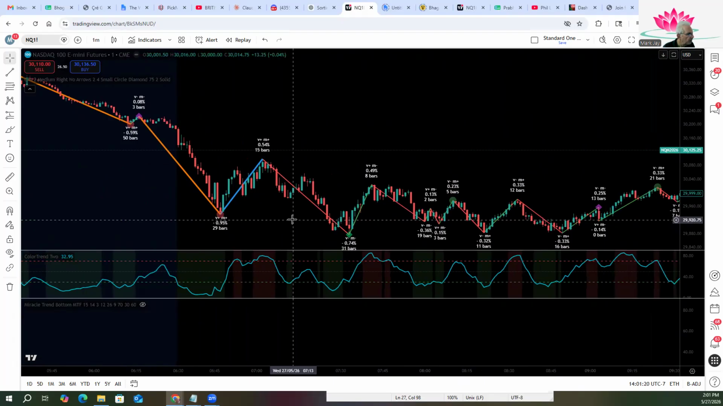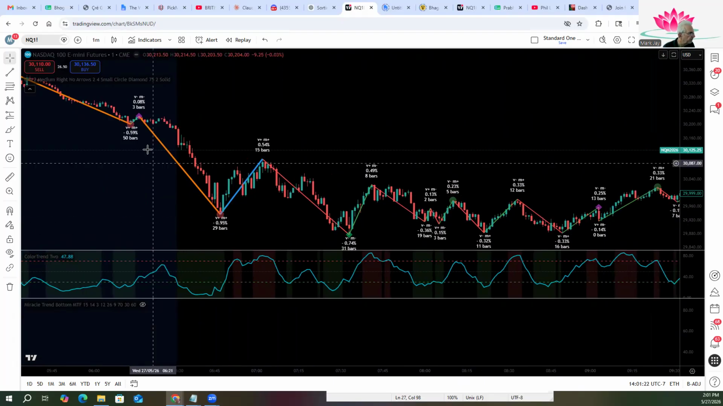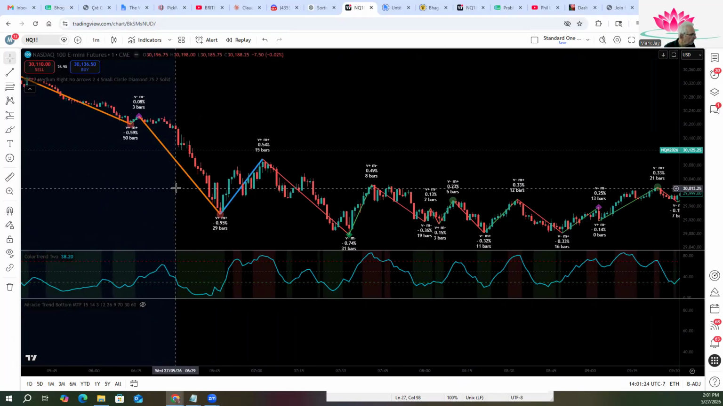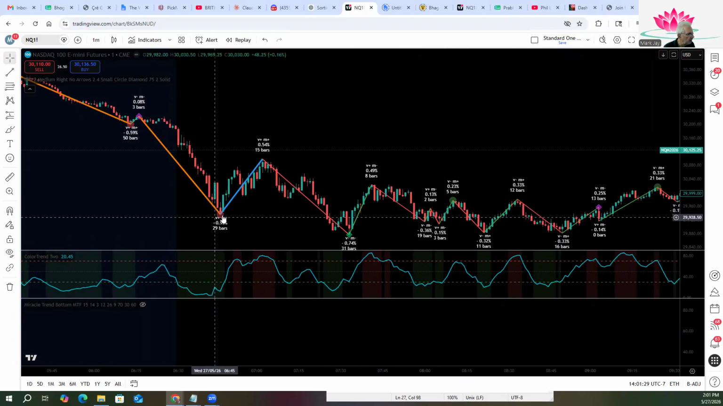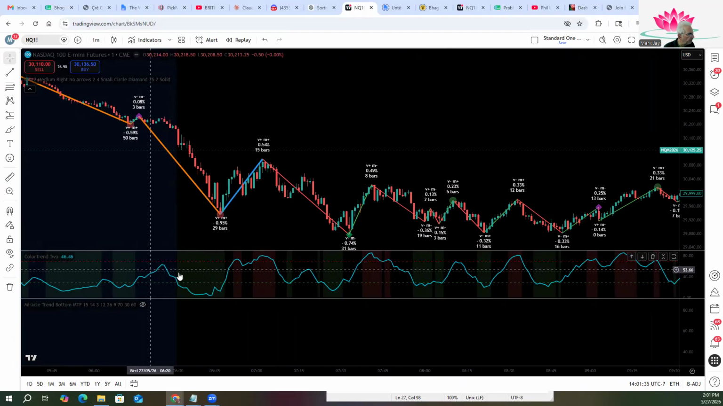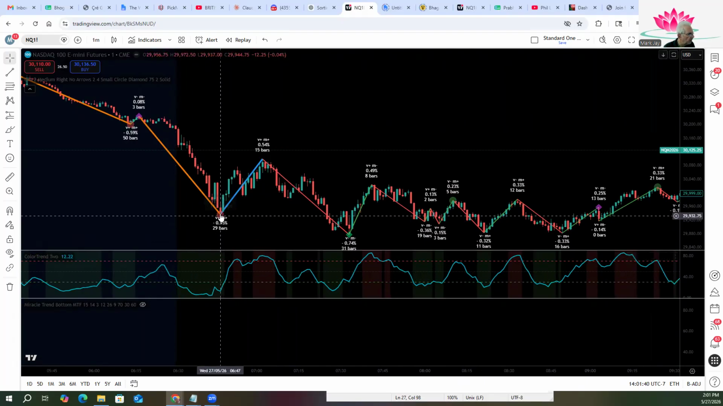Okay, so here's how it works. This is the open here, 6:30 in California time, and an order flow circle appeared at 6:47. If you look below, the oscillator is green, so you want to go long, right? This is a change of direction, and you want to go long. There's a match. Green, change of direction, long.